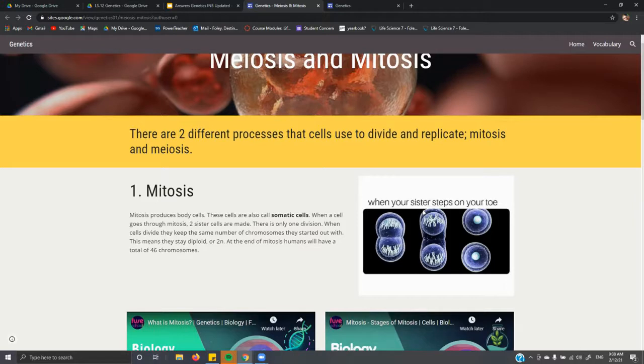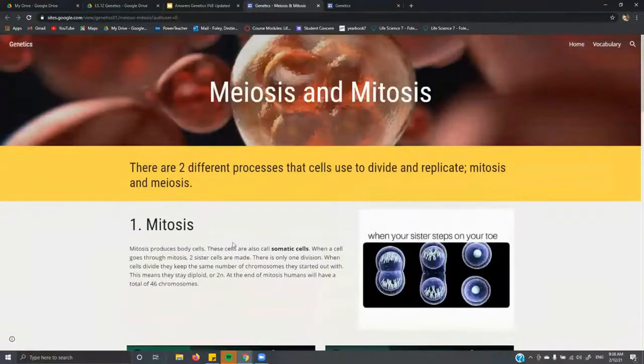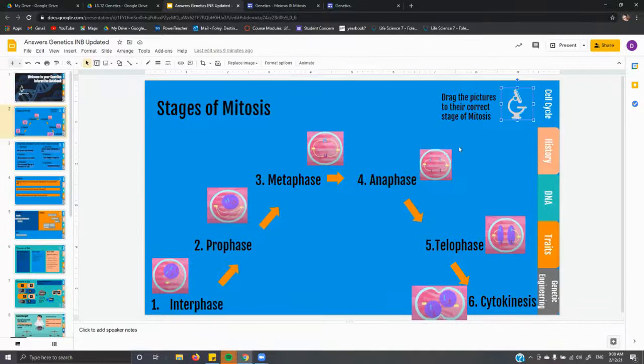So you'll have one cell, the DNA and the chromosomes will double, and then those cells will divide. That one cell will divide into two. So now you will have two cells. So you go from having one body cell to having two body cells. Here are the phases or the stages of mitosis. There is interphase. That's just the beginning of division.